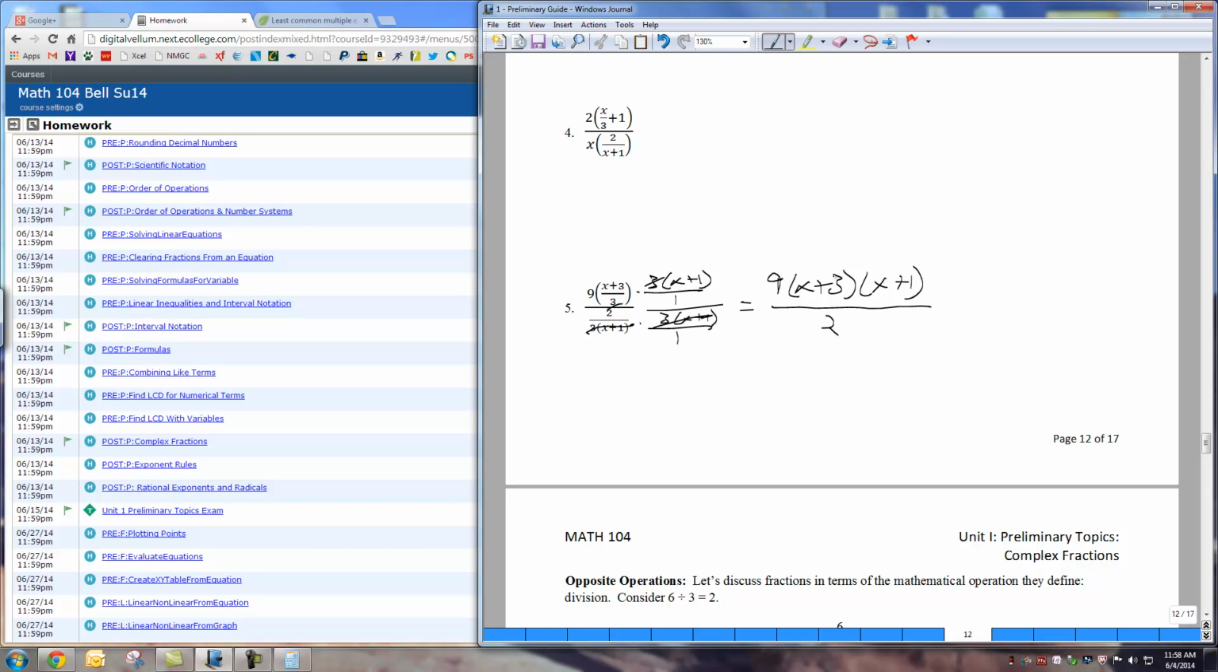There isn't any reduction we can do, so I would accept this as your final answer, or you could multiply it out and write it as 9 times x squared, 3x plus 1x makes 4x, plus 3 over 2, which is equal to 9x squared plus 36x plus 27 over 2. Either of these are correct, but you can stop right here because there was no reduction. Okay, guys? All right, moving along.